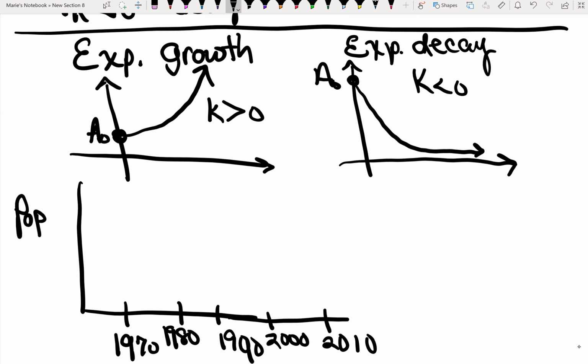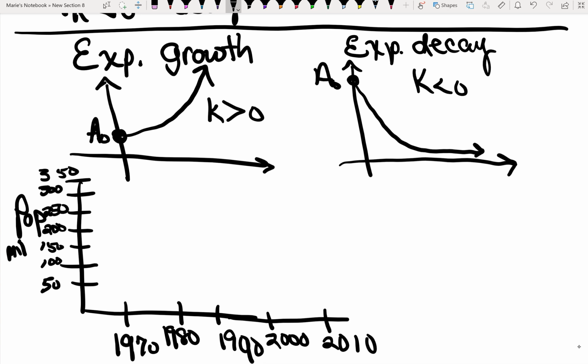So our population is going by 50s. So this would be 50, and then you have 100. This would be 150, and then this would be 200. You have 250, and then 300, and then the last 350. This is population in millions. So when I say 50, I mean 50 million. Okay, keep that in mind.